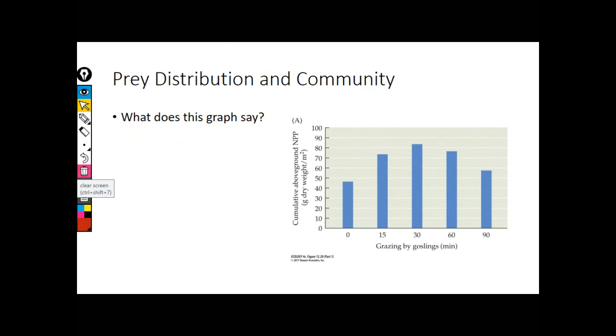Let's do some graph practice. What is this graph telling me? Take a hot second, look it over, and then let's work through it.